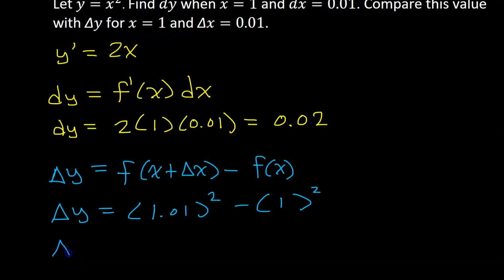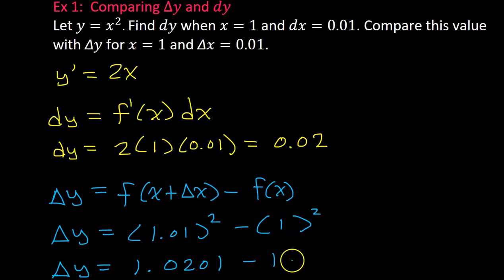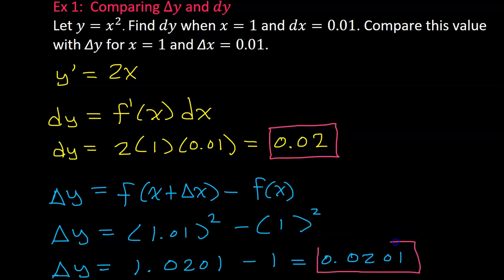So in that case, delta y is going to equal 1.0201 minus 1. So that equals 0.0201. So compare what we got from the linear approximation with what we are getting for the actual change in y. Look how close these are.